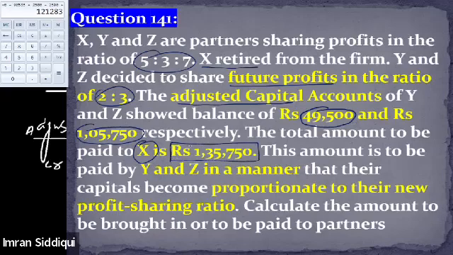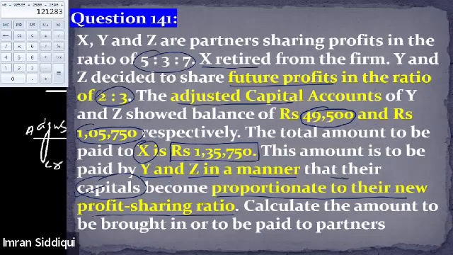Right now, the question arises, who is going to pay Mr. X? Since Mr. X is retiring, obviously Y and Z collectively will pay 1,35,750 to Mr. X. The question further says that this amount is to be paid by Y and Z in a manner that their capital becomes proportionate to their new profit sharing ratio. This means we need to calculate the closing capital of the partners, keeping in mind that their closing capital must be in their profit sharing ratio. That means their new capital should be in their profit sharing ratio.